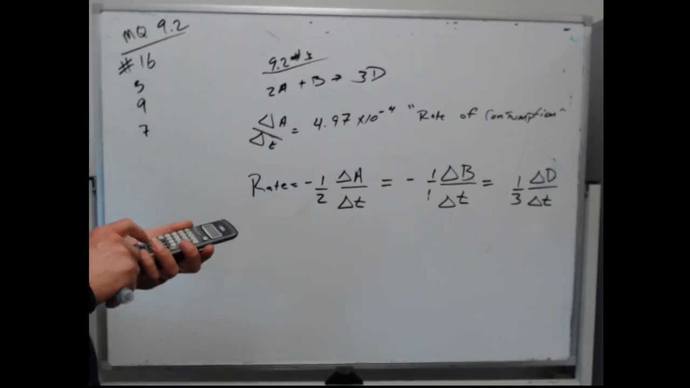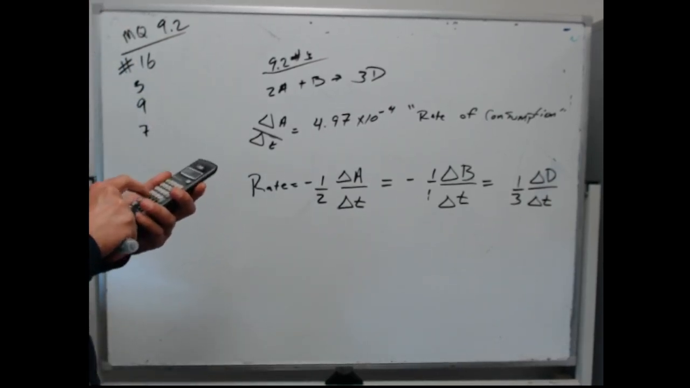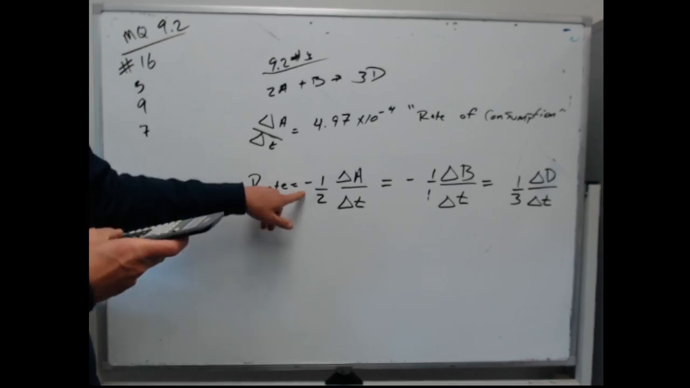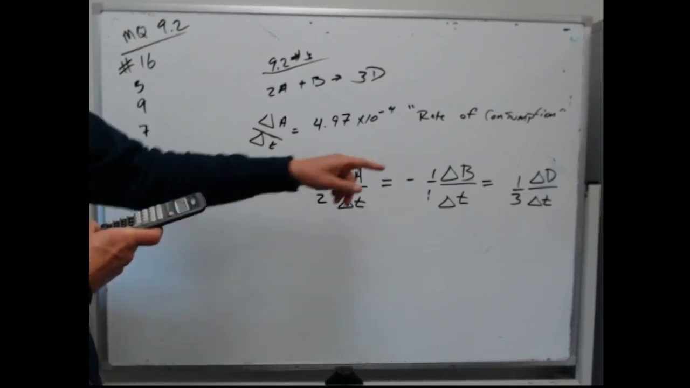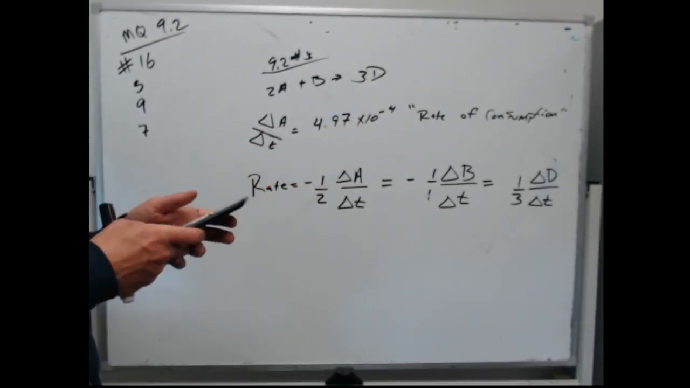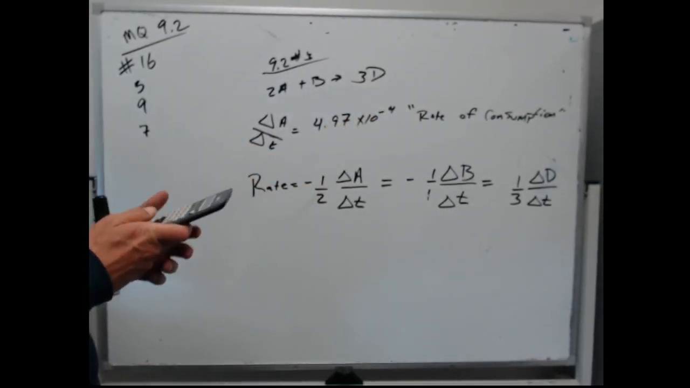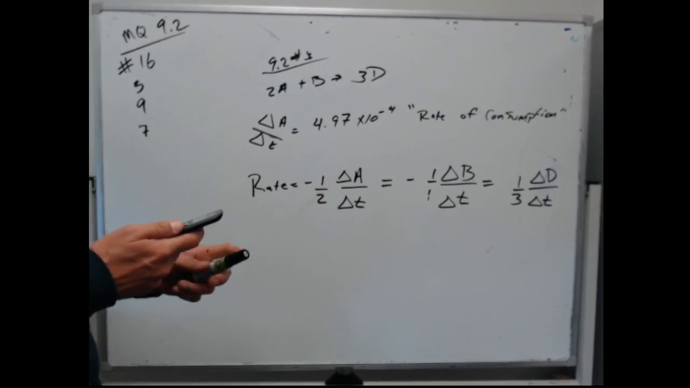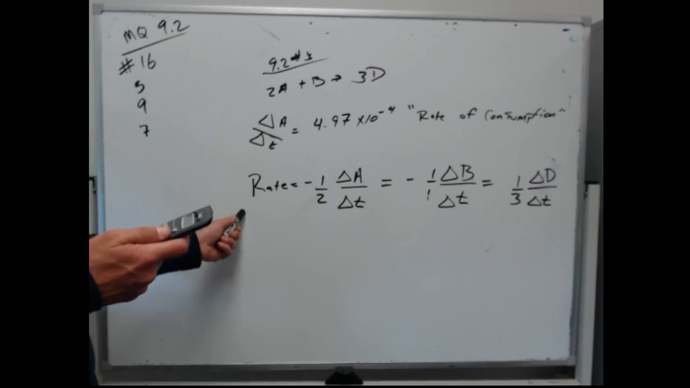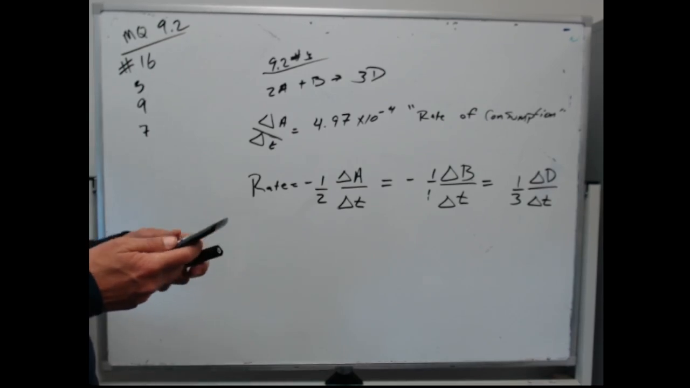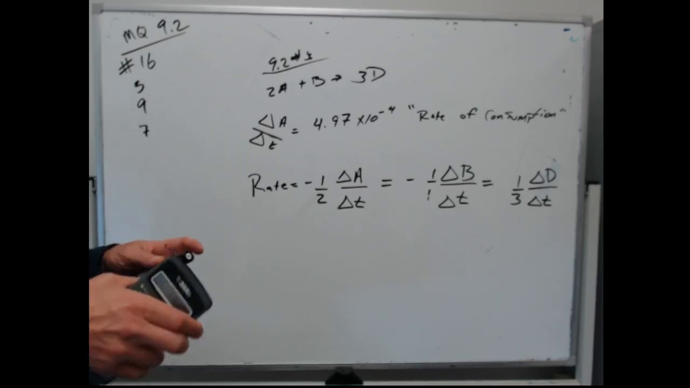So in this situation, we're going to take the 4.97 times 10 to the minus 4, and we've got the negative already, because consumption's a negative, the negative's a negative, so I'm going to divide that by 2. And that's going to get me the rate of reaction is 2.485 times 10 to the minus 4. If I want to get it in terms of D, I would have to multiply by 3. So I'm going to multiply by 3, and we're going to get 7.45 times 10 to the minus 4.